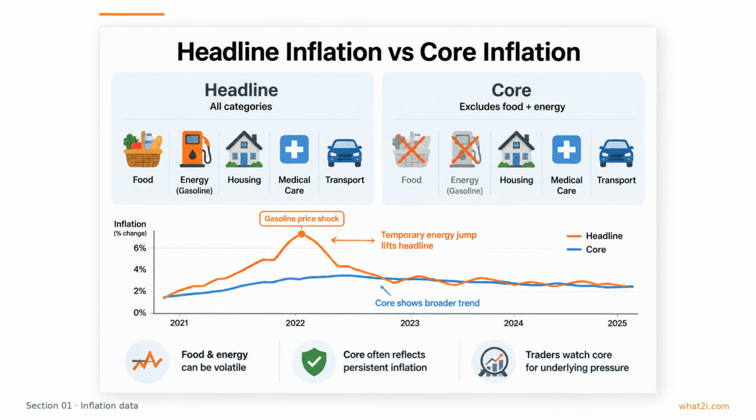If producer prices are moving in the same direction, that can add another layer to the story, but it should be treated as a clue rather than a certainty.